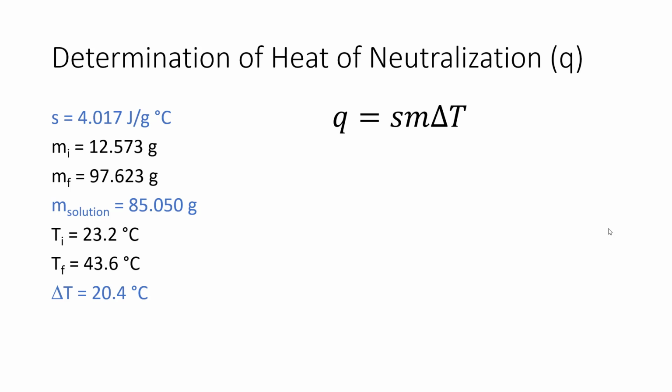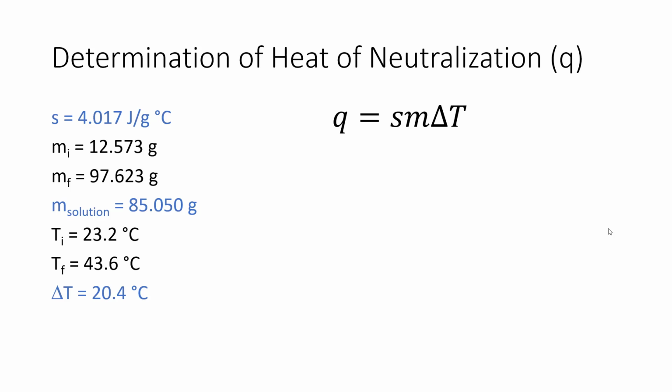At this point, we need to stop and make sure all of our units are going to cancel out. Grams are in specific heat, and the mass is also in grams. The temperature is in degrees Celsius, and our specific heat is also in degrees Celsius, leaving us with joules for Q, which is what we want.